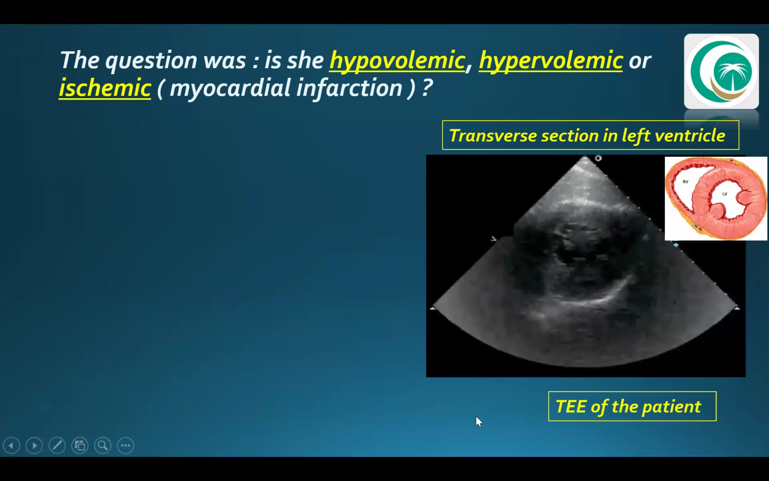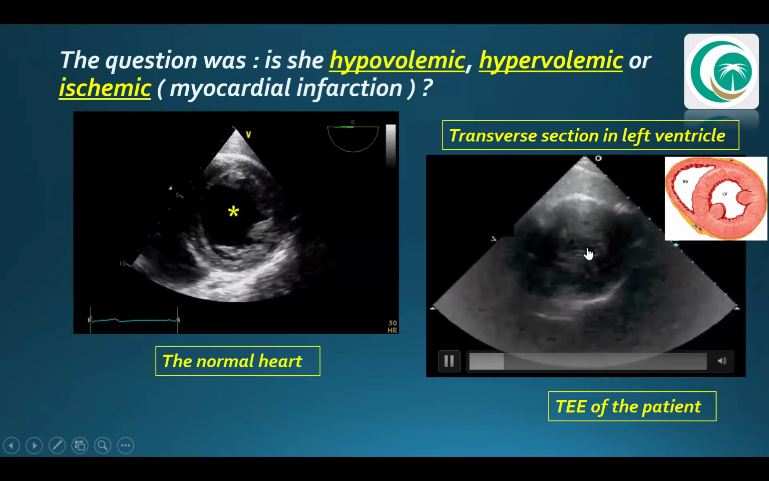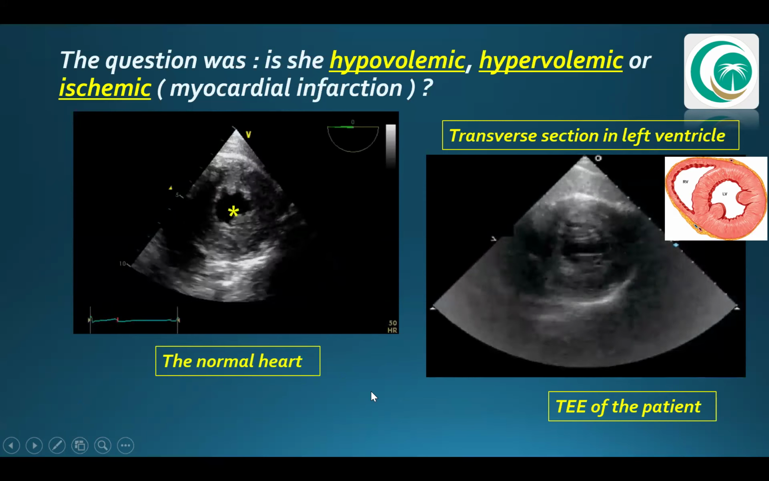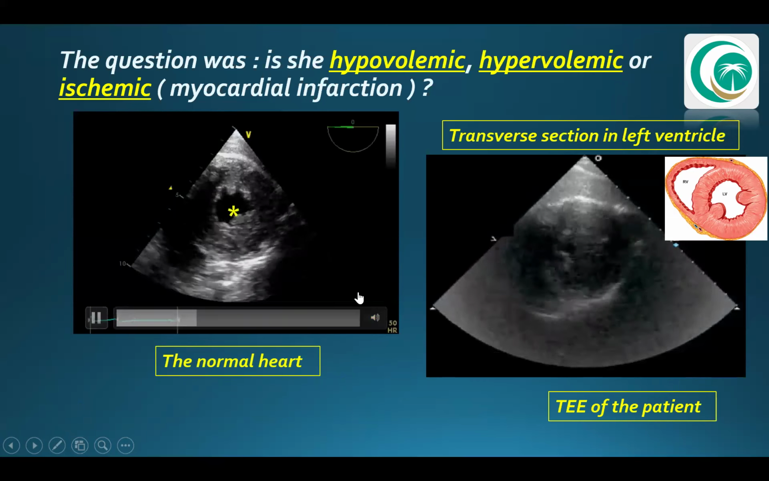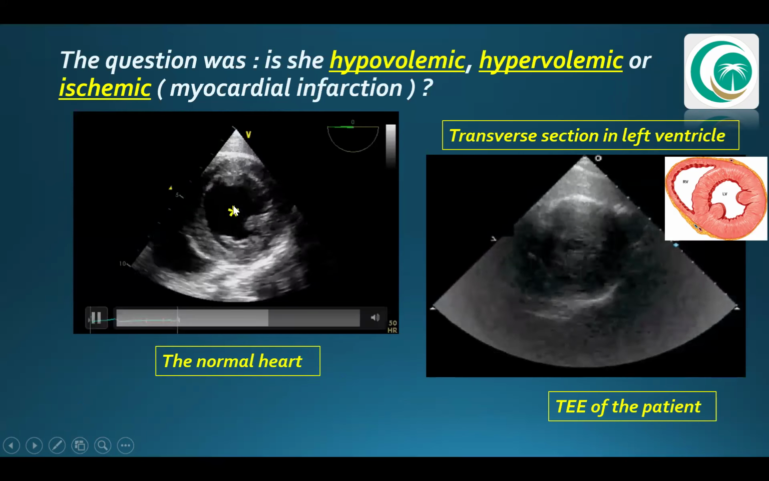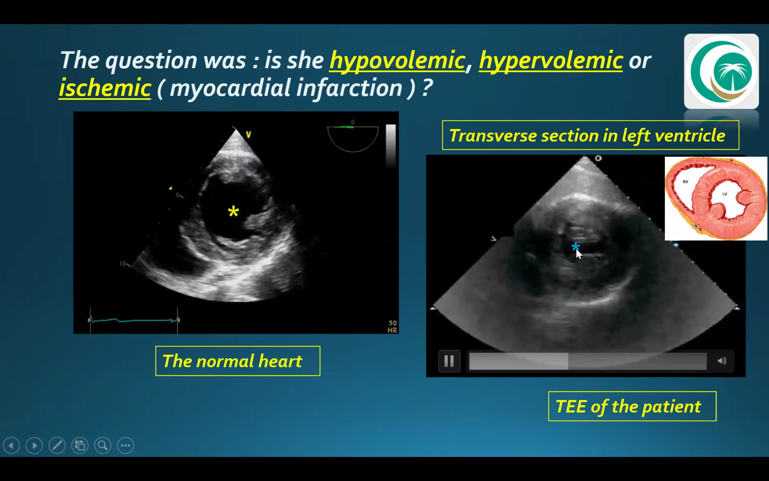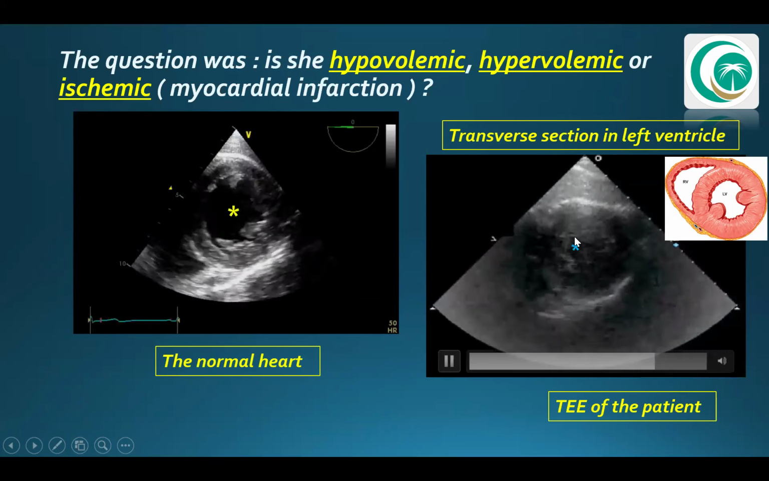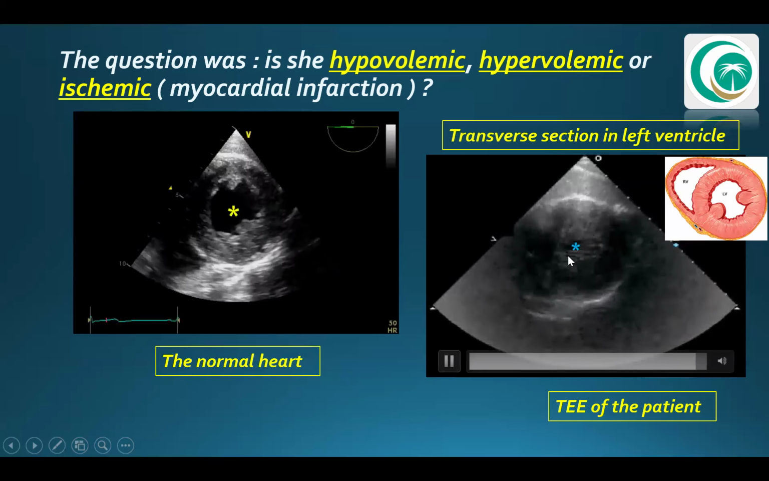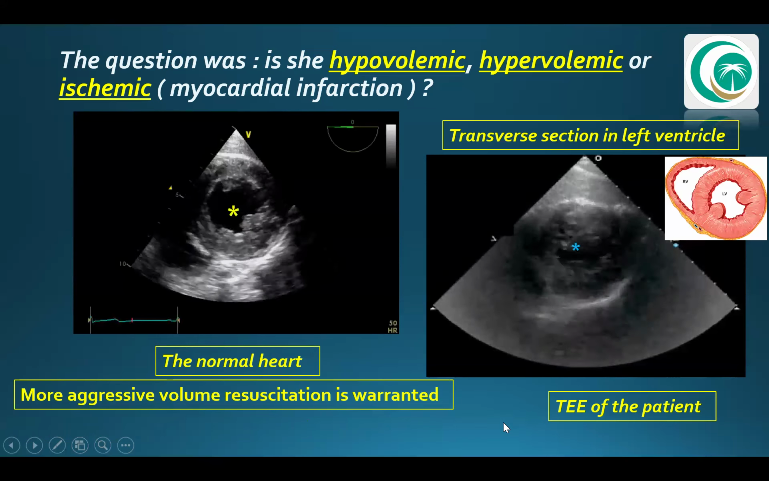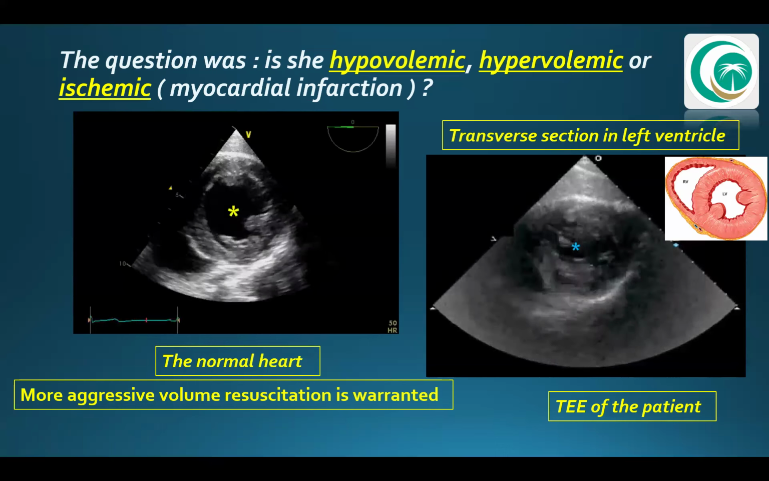When you look here at the center of the cavity, do you think it is hypovolemic or hypervolemic or something else? The answer comes from looking at the normal heart. This video on the left represents the normal heart, and this star in the middle of the left ventricle cavity, compared with the star on the right side of the screen, shows you a small left ventricle cavity associated with tachycardia. This finding confirmed the diagnosis of hypovolemia. So the decision was that more aggressive volume resuscitation was warranted.